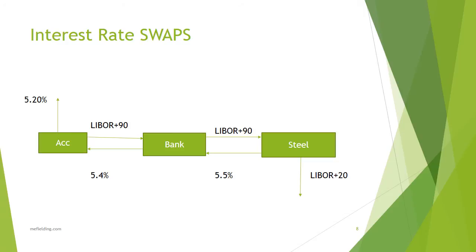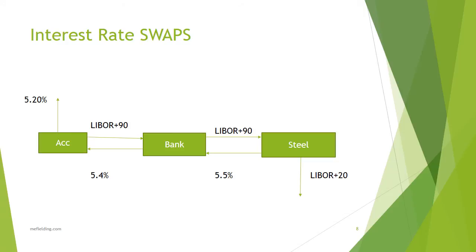Now have a look at accounting's position. Can you see that the bank needs to get paid 10 basis points? So the bank therefore is taking the 5.5 it receives from steel and it takes its cut of 10 basis points. It doesn't matter whether it takes it from the LIBOR or the fixed rate, whichever one makes more sense. But the bank has to get paid. So the bank therefore pays across to accounting 5.4. Right, look at accounting's position. If you just look at the fixed rates, it's receiving 5.4 and paying 5.2. So it's got a gain of 20 basis points or 0.2%.